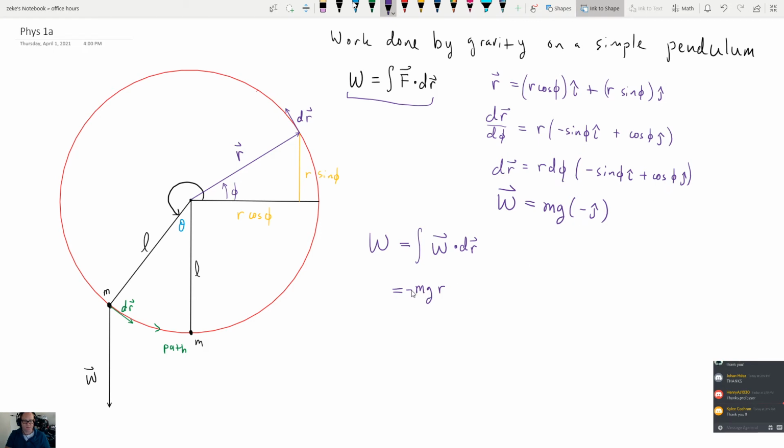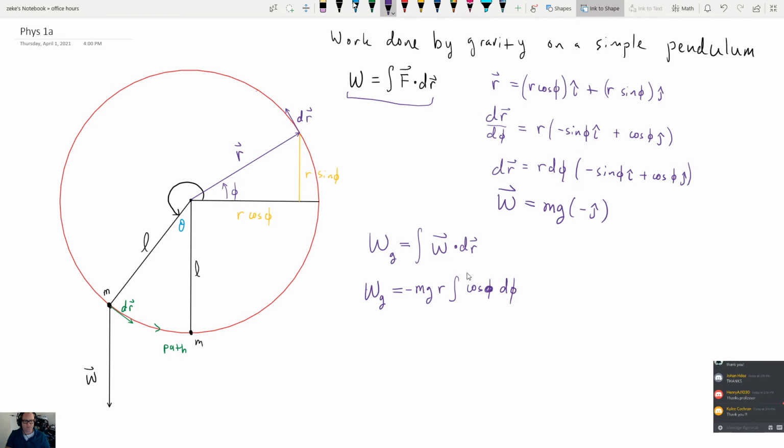So I'll put the negative sign on the outside, and we're left on the inside with an integral of cosine phi d phi. I think that's correct. This negative sign shows up, mg shows up, this r shows up, and then d phi and cosine phi. That looks correct. So this ends up being the work done by the force of gravity. We could even indicate this is the work done by gravity.